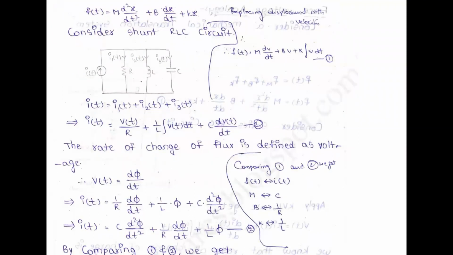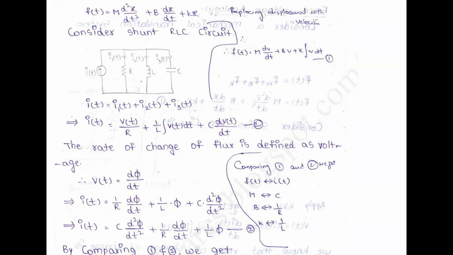So once again, in the force voltage analogy, mass is replaced by inductor, K is replaced by capacitor, B is replaced by resistor. In force voltage and force current, the replacement of displacement with velocity is the same. So d square x by dt square is replaced by dv by dt, dx by dt is replaced by velocity, x is replaced by integral v dt.